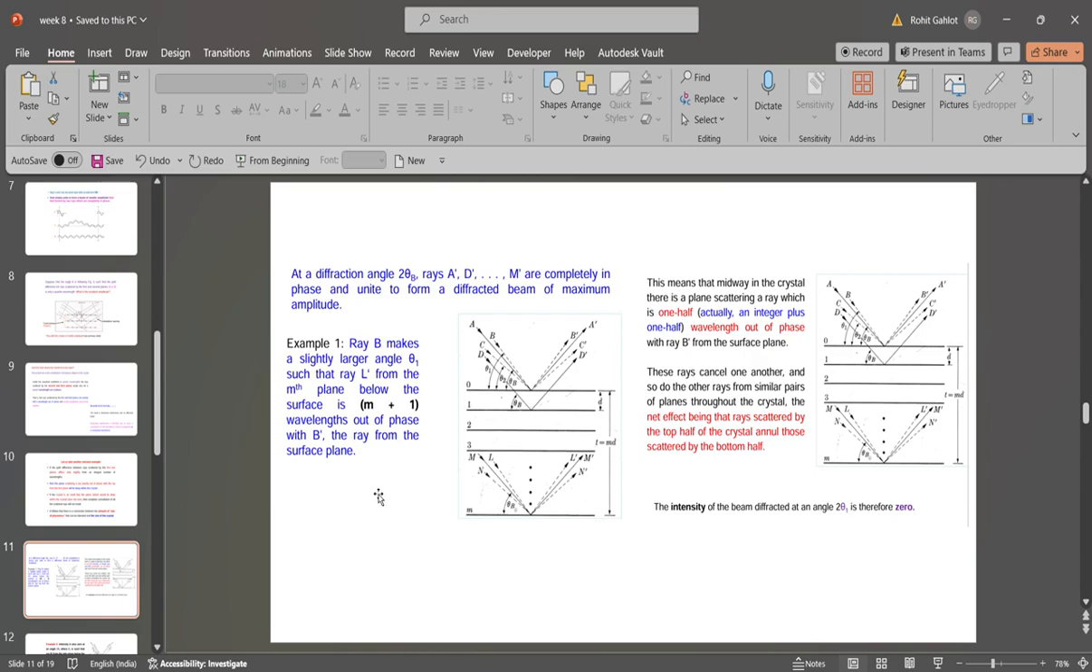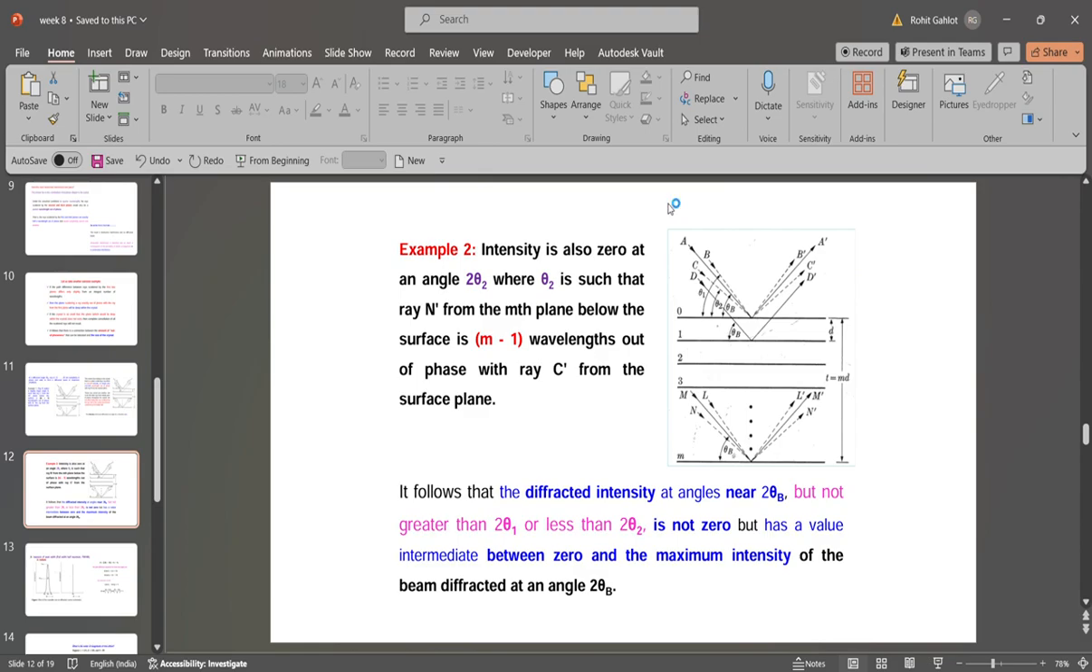Okay, the ray from the surface plane. This means that midway in the crystal there is a plane scattering a ray which is an integer plus one half wavelengths out of phase with ray B dash from the surface plane. So these rays cancel one another, and so do the other rays from similar pairs of planes throughout the crystal. The net effect is that the rays scattered by the top half of the crystal annul those scattered by the bottom half. So the intensity of the beam diffracted at an angle 2 theta 1 is therefore 0.